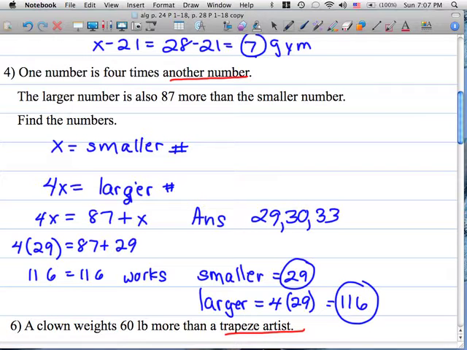If I put 29 in, I get 4 times 29, which is 116, and 87 plus 29, after plugging in 29 for that X, gets 116. So the 29 is the solution. The smaller number is 29. The larger is 4 times 29, which is 116.